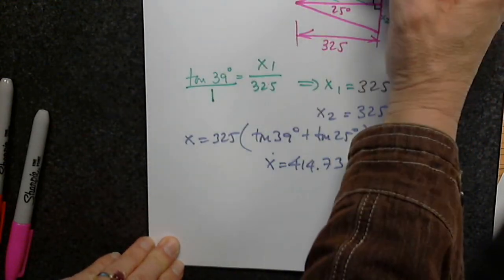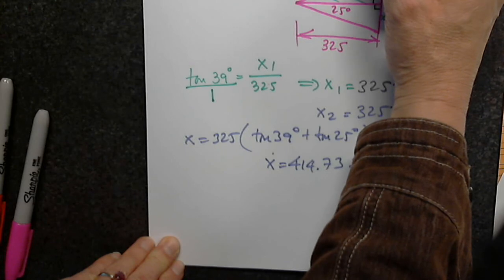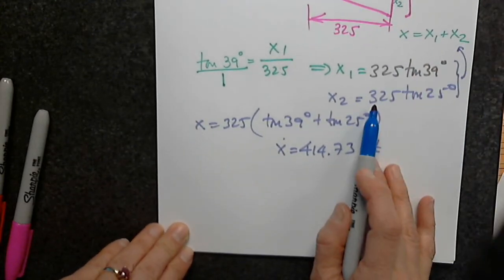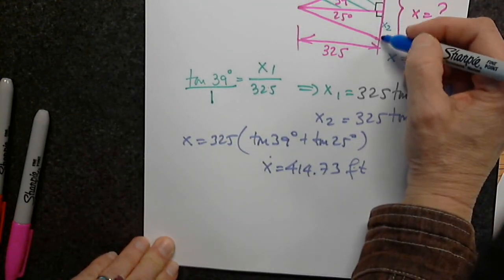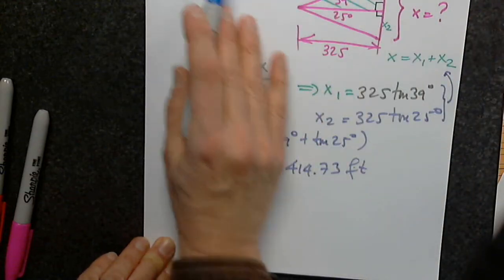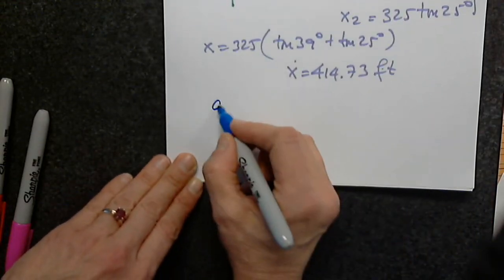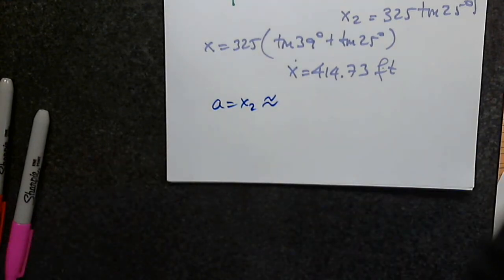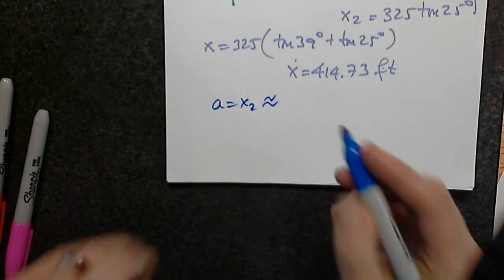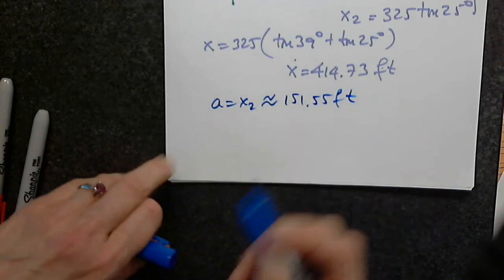You see the height is this piece. But 325, oh yeah. So this is our x2. It's the same thing with the x2. A and x2 are the same. But now I have to approximate it. Just 325 times tangent 25. 151.55 feet.